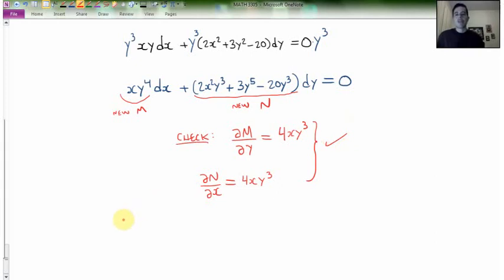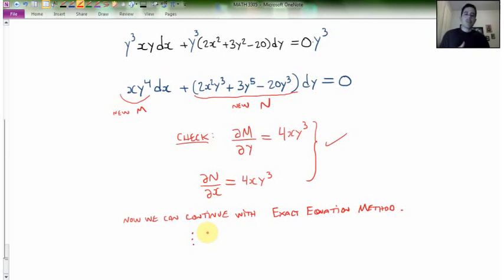So now we can continue with the exact equation method. I'll let you finish that. It's just like we did before. You have to continue to finish solving the ODE.